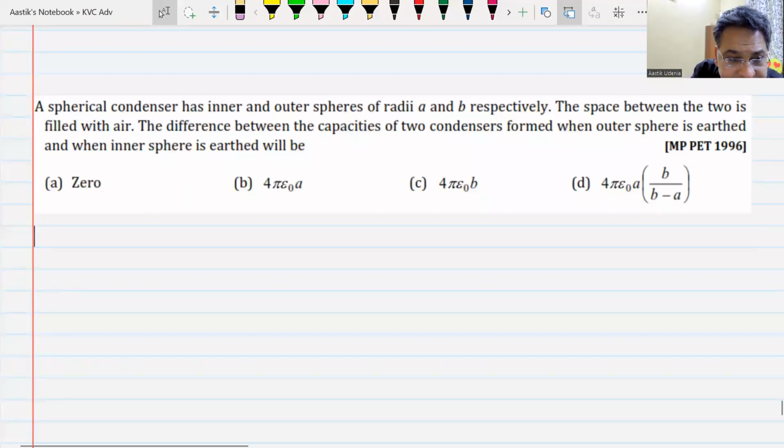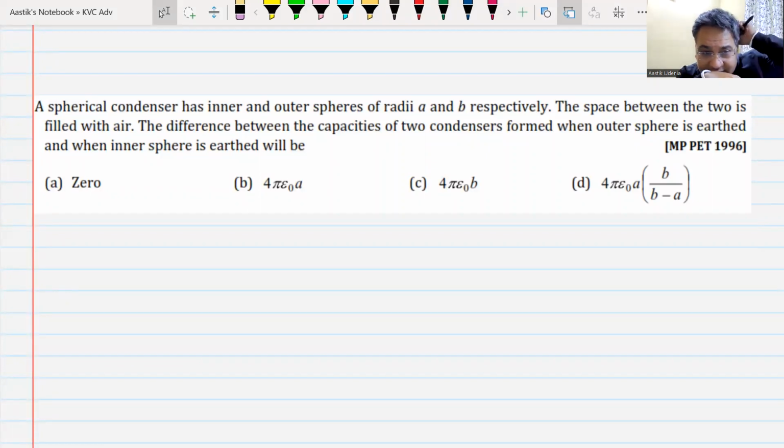This is the next one. A spherical condenser has inner and outer sphere of radius A and B. The space between the two is filled with air. The difference between the capacities of the two condensers formed when the outer sphere is earthed. So in first case, the outer sphere is earthed. In second case, the inner sphere is earthed. What is the difference in capacitance? I think you already know it. Inner sphere is earthed and outer sphere is earthed. What is the difference in capacitance between the two? And the answer is? Option D, sir.